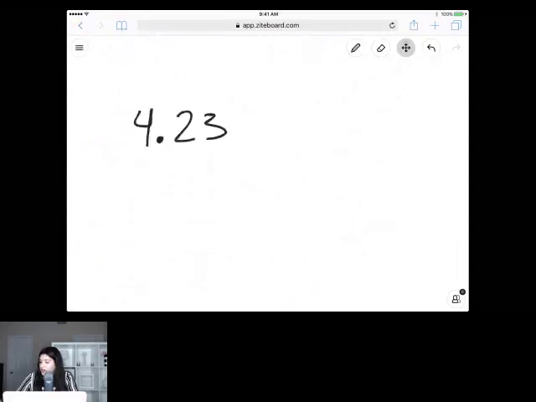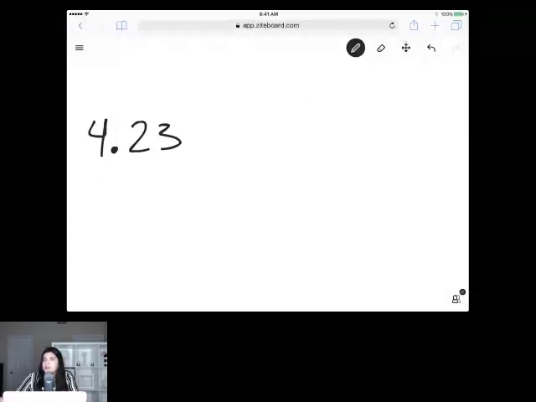So continuing with that other example that I was going to do, 4.23, let's do centimeters to meters. Okay. All right.